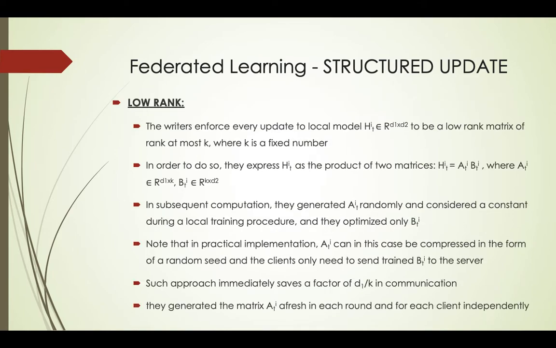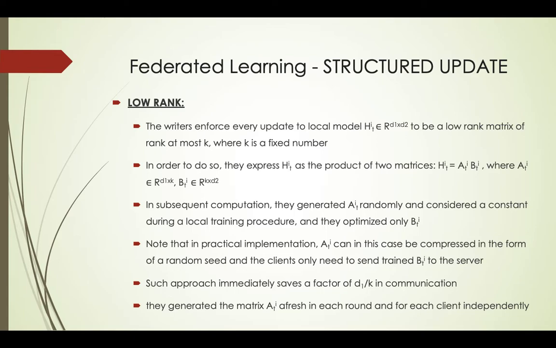The low rank. The writers enforce every update to local model H_i^t, which belongs to R of d1 by d2, to be a low rank matrix of rank at most k, where k is a fixed number. In order to do so, they express H_i^t, which is the update, as the product of two matrices, A_i^t and B_i^t, where A_i^t belongs to R, the matrix d1 by k, and B_i^t belongs to R k by d2.